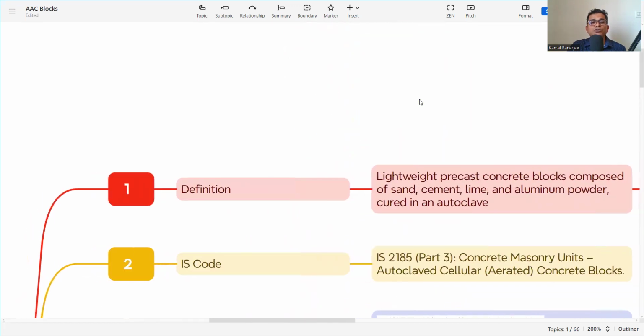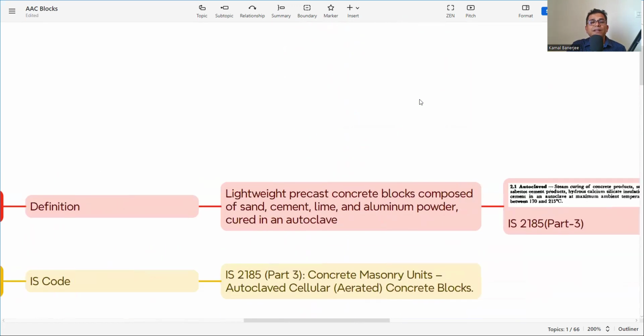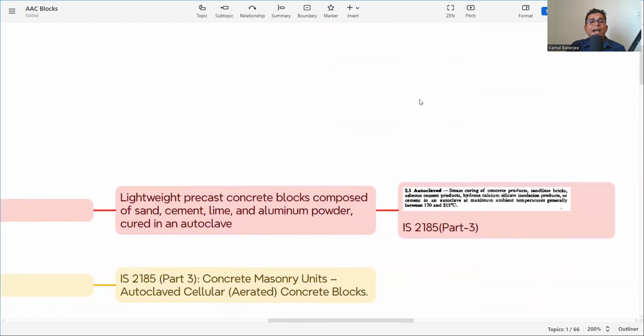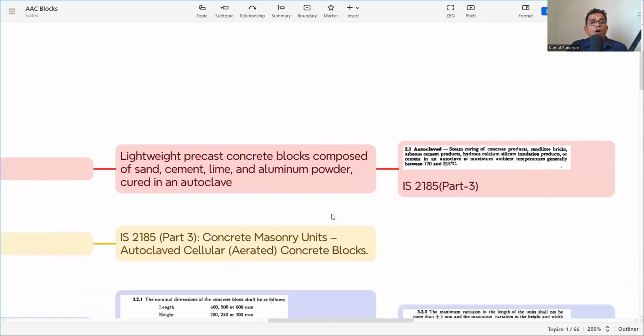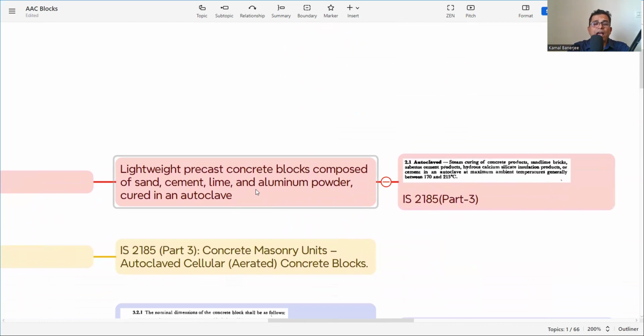So first thing, we need to know what is the definition. The definition is: lightweight precast concrete block composed of sand, cement, lime, and aluminum powder, cured in an autoclave. So what is this? This is lightweight. This is precast. And what are the ingredients? Sand, cement, lime, and aluminum powder, and cured in autoclave. So what is the procedure of curing? That is the autoclave procedure. That is why this block is called autoclave aerated concrete masonry blocks.